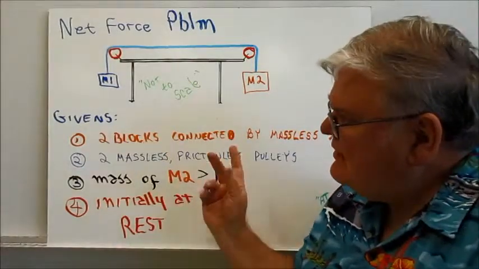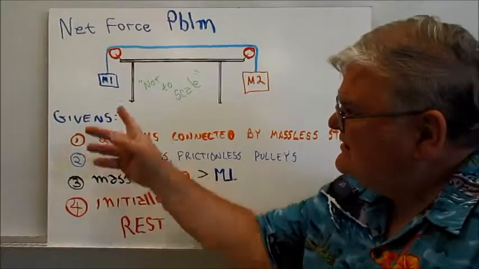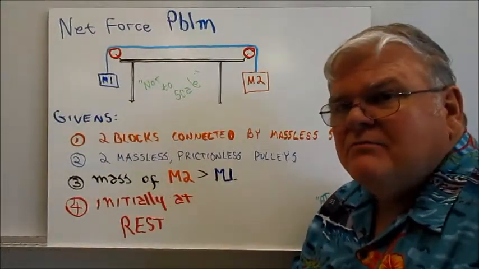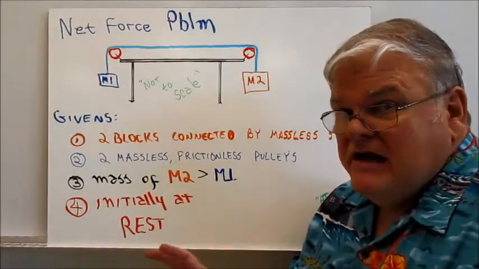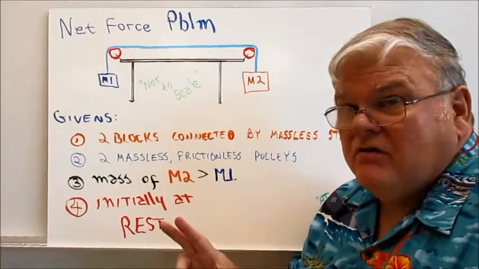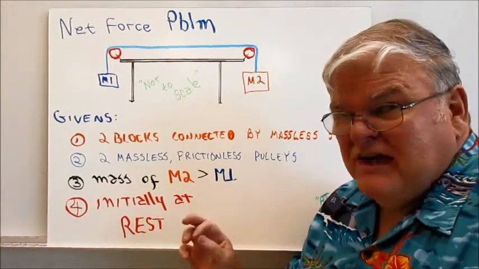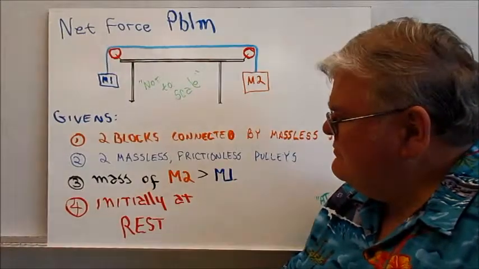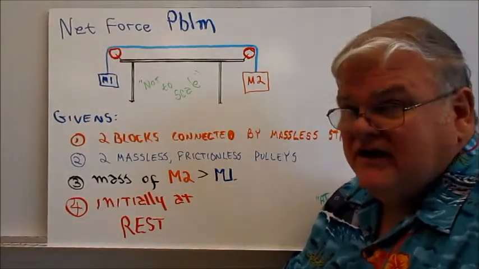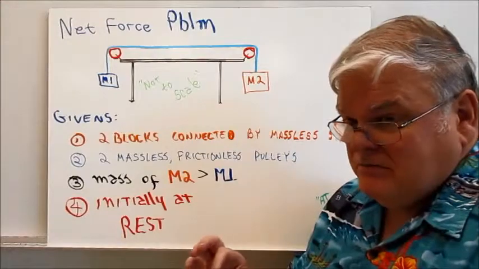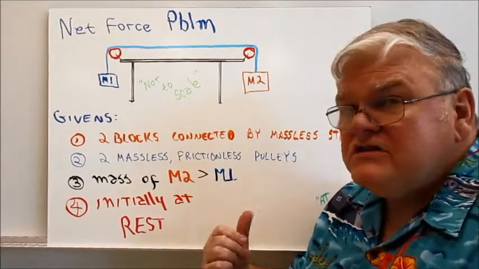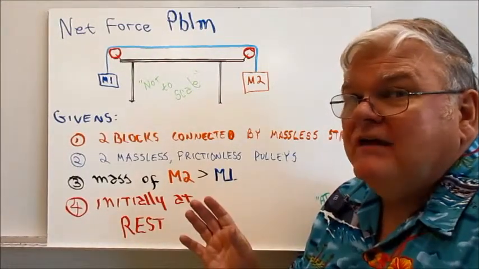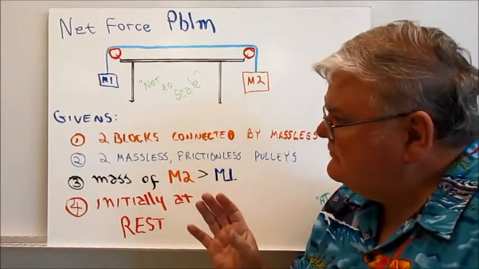The details of the problem state that the two blocks, your hanging masses, are connected by a massless string. Massless means you don't worry about it. It's there holding them together, but you don't care about the mass. You also have two massless, frictionless pulleys. Again, massless, don't worry about the mass of the pulleys. Frictionless, they aren't slowing it down. They aren't providing any friction.